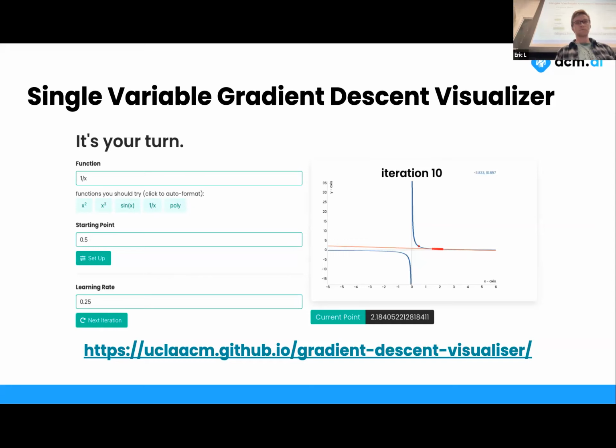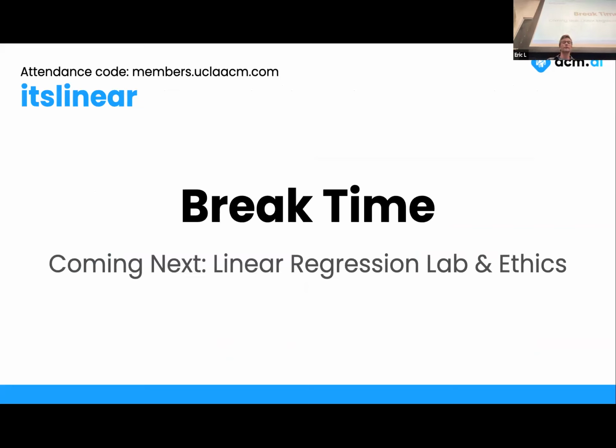All right. We're going to take a quick break. The attendance code for this week is "it's linear", up in the corner there. Coming next, we're going to be doing a little lab and also discussing some of the ethics of linear regression and data privacy within AI.